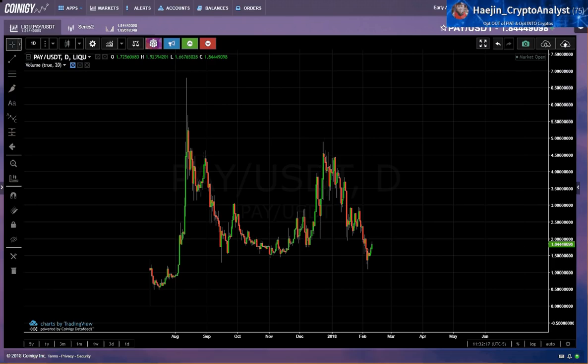And I wanted to do an update on TenX Pay. Here's the US dollar version. This shows one of those rare events where a cup and handle actually got invalidated. Something that I don't usually see at all. So the way this works, let me take you through it.